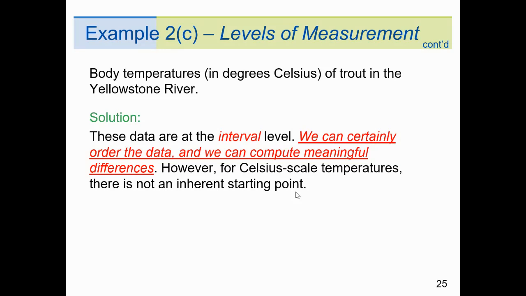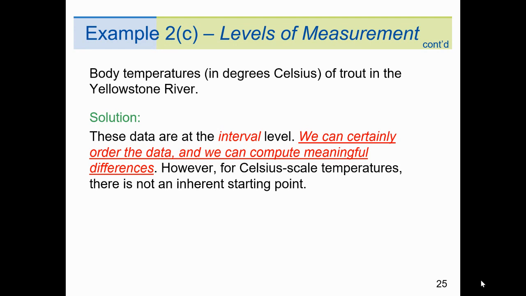However, Celsius and Fahrenheit temperatures don't have a true zero starting point. Come December and January, when it's 0 degrees Fahrenheit, zero doesn't mean there's no heat at all. It just means it's darn cold. All right. But temperatures don't start at zero.